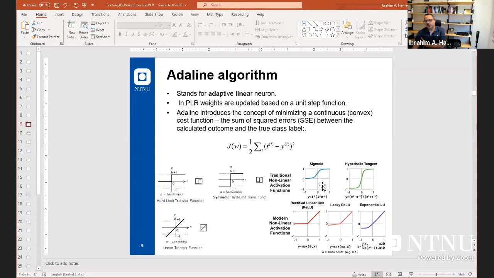Why is it half? Because we will differentiate this one, and it will be 2 times half, which is 1. So we don't care about this half. It's just a constant multiplied by our cost function, so it doesn't matter for us. We just make it half because it makes life much easier later on when we differentiate. So it's mainly just the summation of squared error.